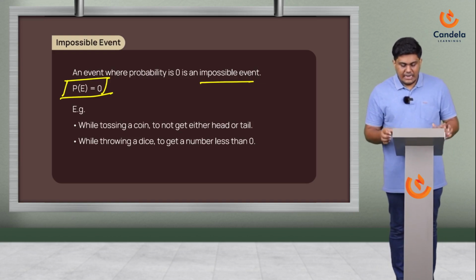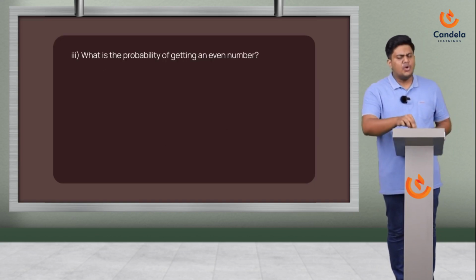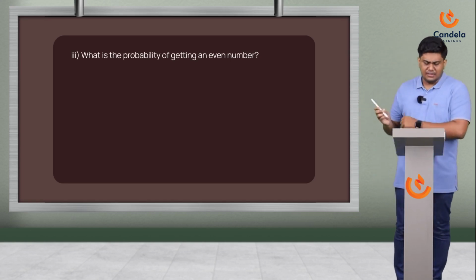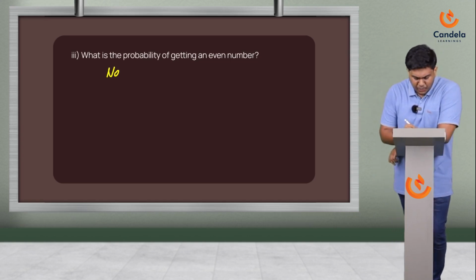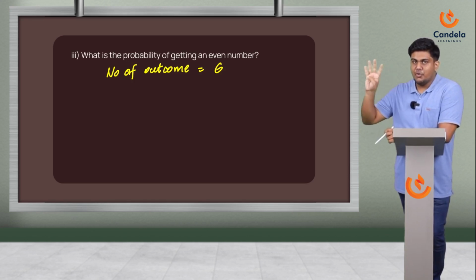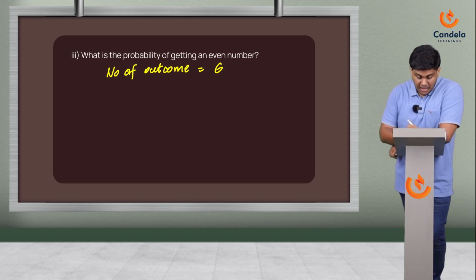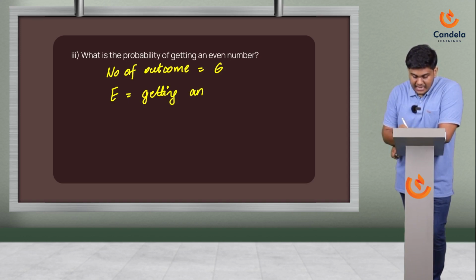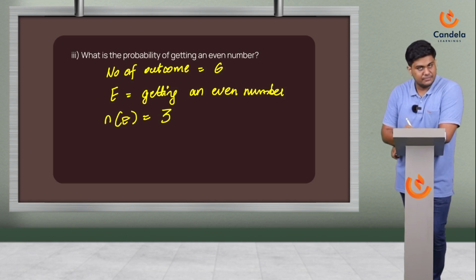Let's look at the next set of questions. What is the probability of getting an even number? Let's again first write the number of outcomes. While you are throwing a die, there are 6 outcomes, 1 to 6. Now, from 1 to 6, how many even numbers are there? 2, 4 and 6, which means for our E, getting an even number, the number of E would be 3.